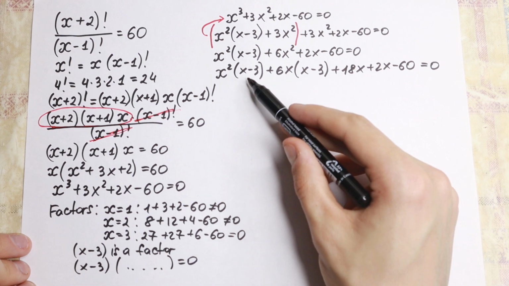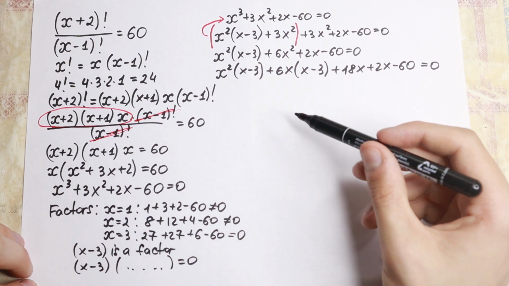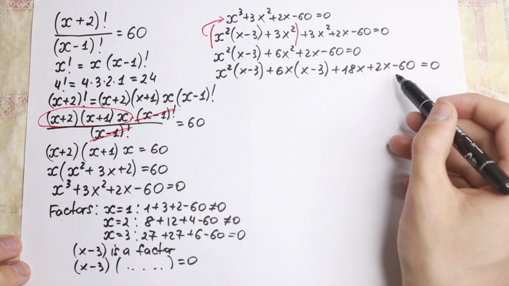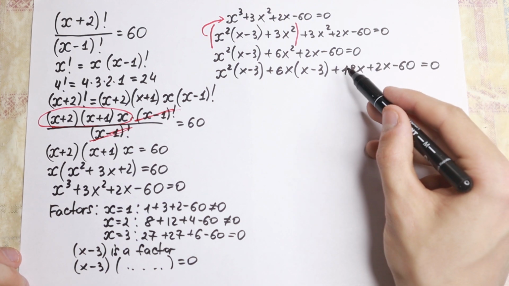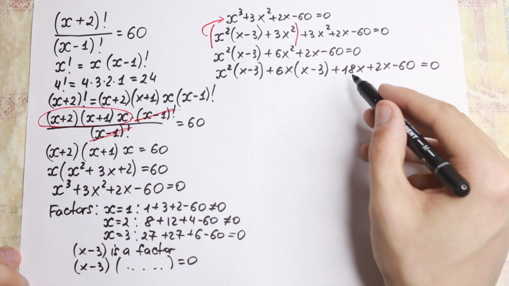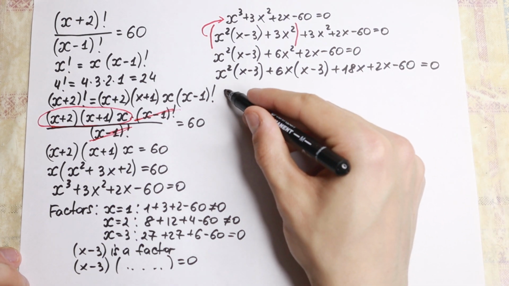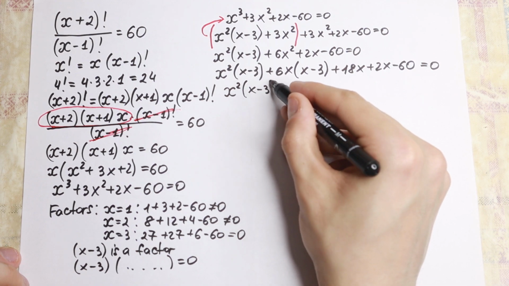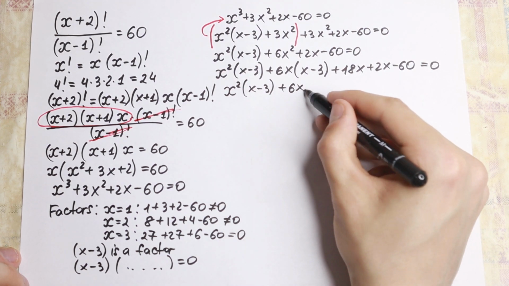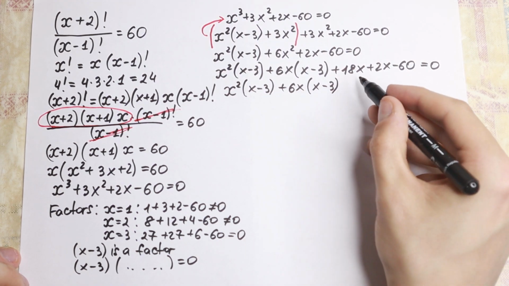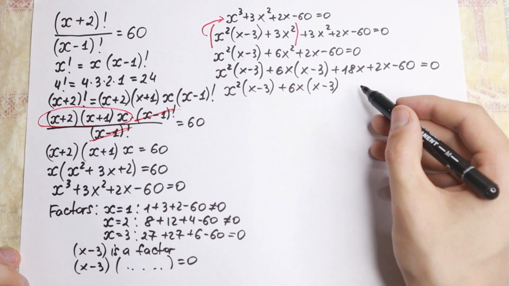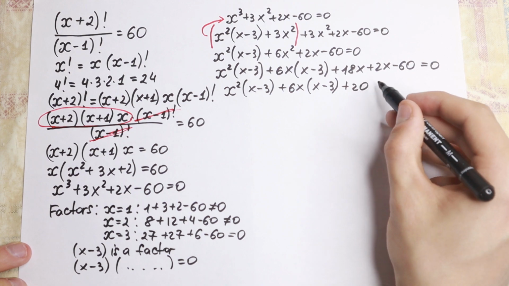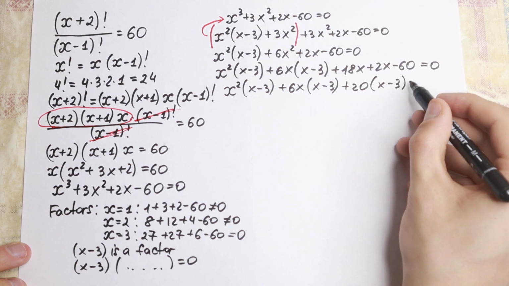So right now we have x minus 3 near these two elements. So let's go next. Right here we have 20x minus 60. As you can see, we need to factor out 20 and we will have x minus 3. So I just skip this step and I write the final answer, x squared times x minus 3 plus 6x times x minus 3. And I hope you see right now that 18x plus 2x will be equal to 20x. And if you factor out, for example, 20, we will have x minus 3 equal to 0.